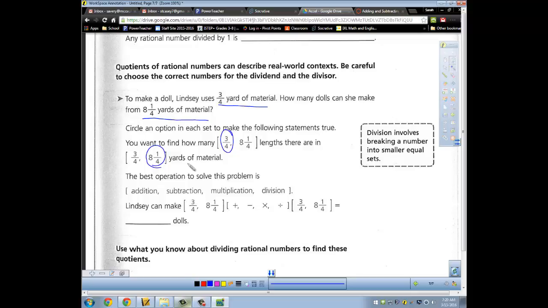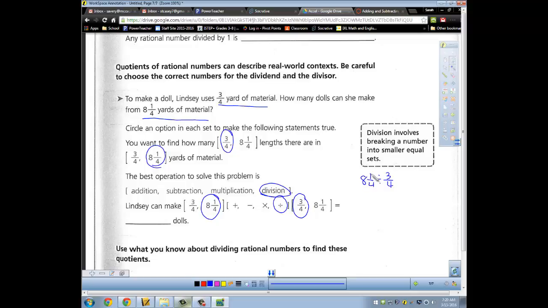The best operation to solve this problem is division, because we are dividing it into sections or lengths. Lindsay can make, let's see, we're going to take 8 1/4 divided by 3/4. So 8 1/4 divided by 3/4. I'm going to change 8 1/4 into an improper fraction.